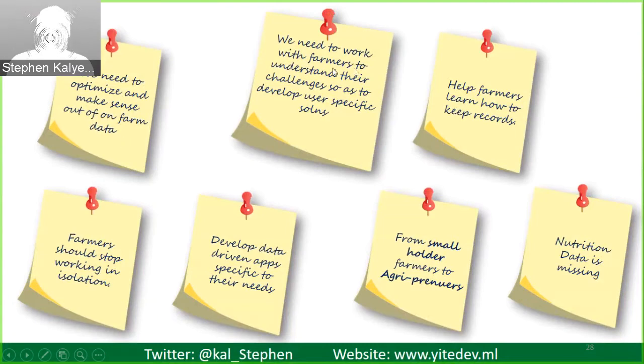So we need to work with the farmers, understand their challenges, because not every solution is important. We need to work with the farmers to identify where they are making mistakes. What part of the food value chain requires more attention? What part requires more data or information? So we need to help farmers to learn.